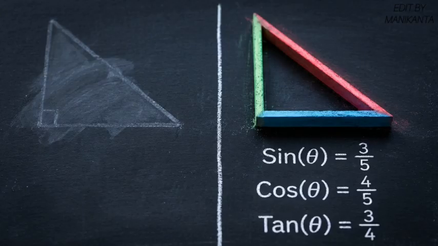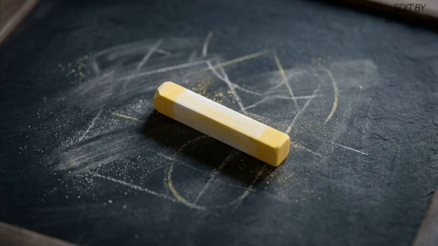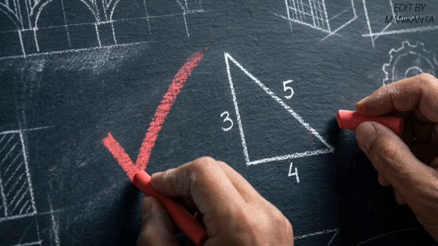Look at the difference on your page. You started with a blank, intimidating shape, and you now have 3 cleanly solved fractions. By defining these specific ratios, you have successfully translated abstract geometry into simple, solvable algebra. Great job working through that. You've just completed your first full problem and proven that trigonometry is highly approachable.